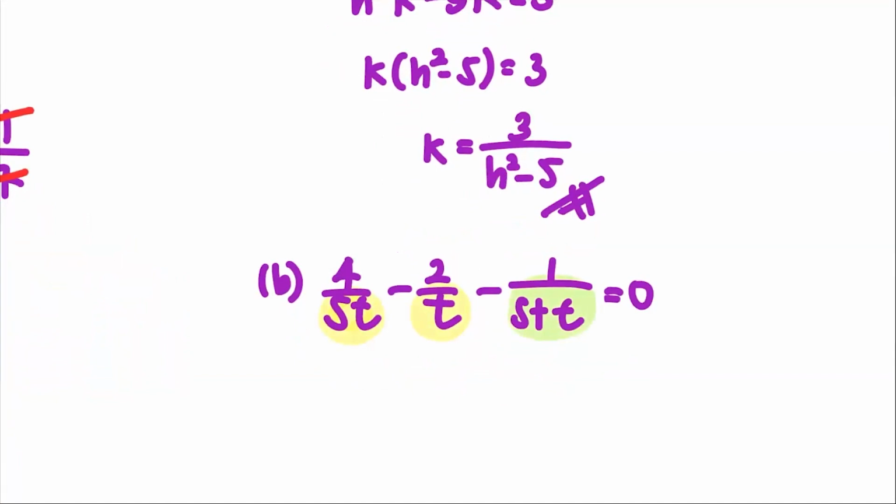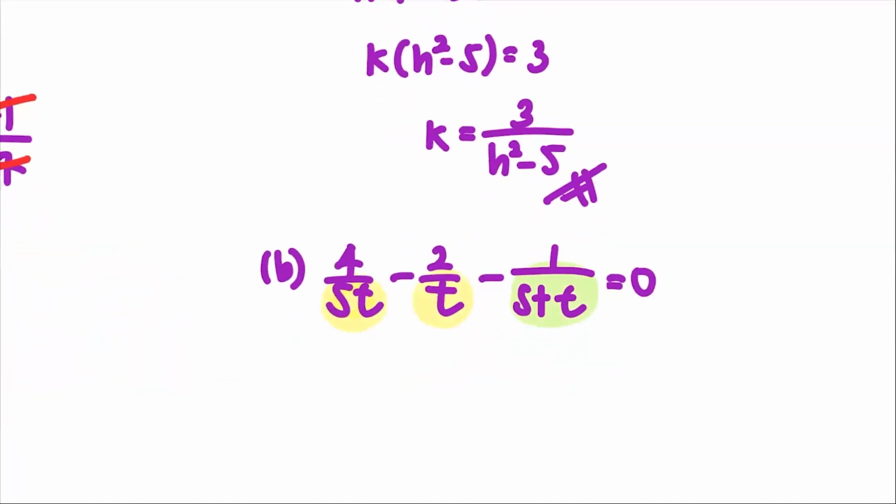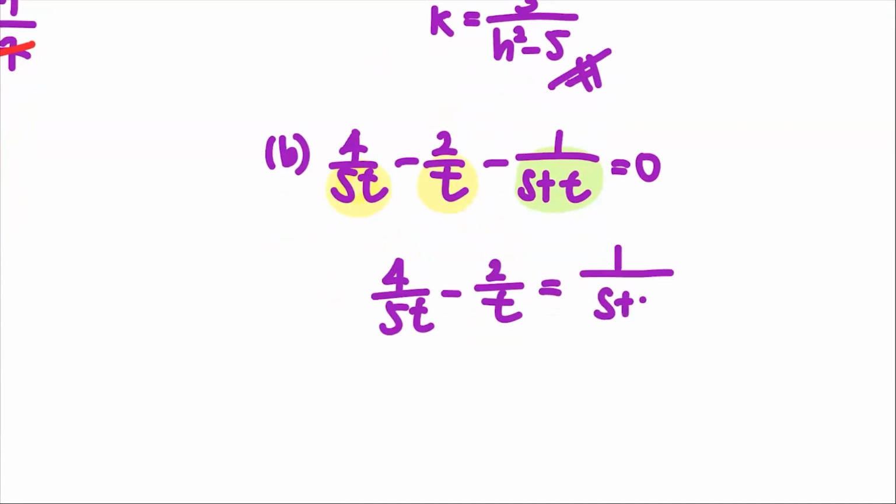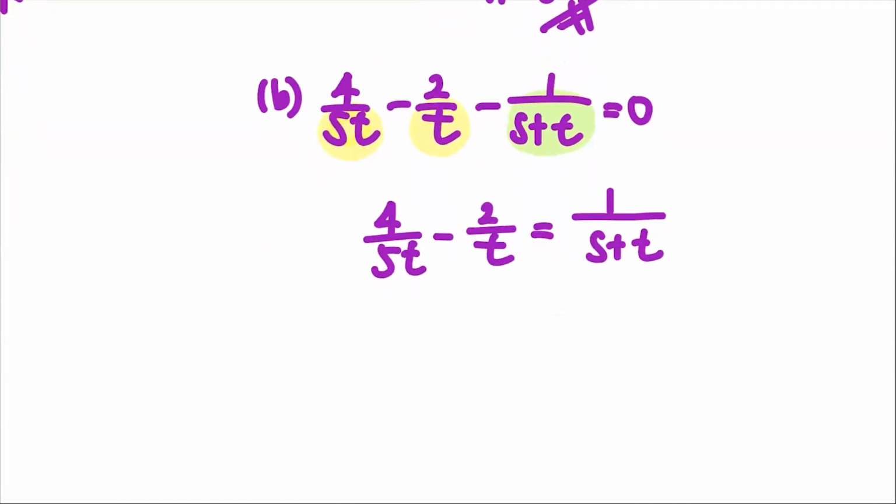So what I like to do is move the one that is slightly off to the other side. So let's group these up together first. You get 4 over 5t minus 2 over t equals 1 over s plus t. Now, there are many ways of doing the question. This is how I would do it.